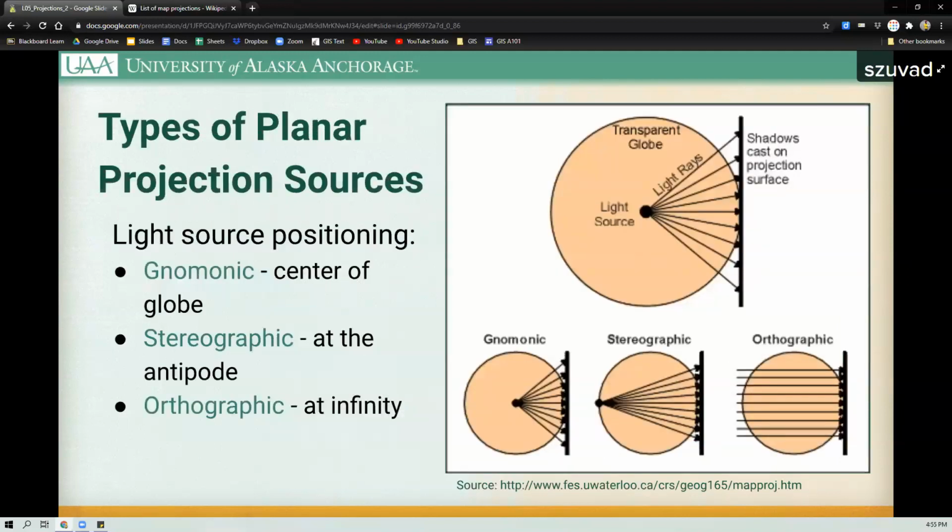So if you think about this projection as using light rays to project, you have gnomonic systems, which project from the center of the globe, stereographic systems, which project from a point on the opposite side of the globe, and then orthographic systems, which imagine some infinitely distant point from which to observe.